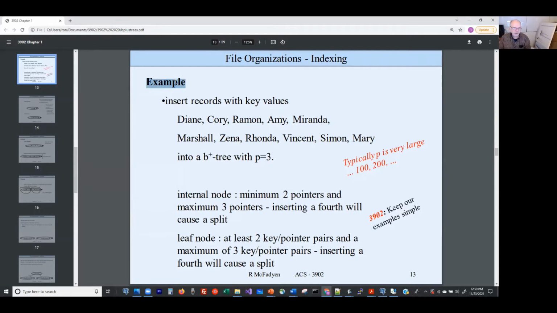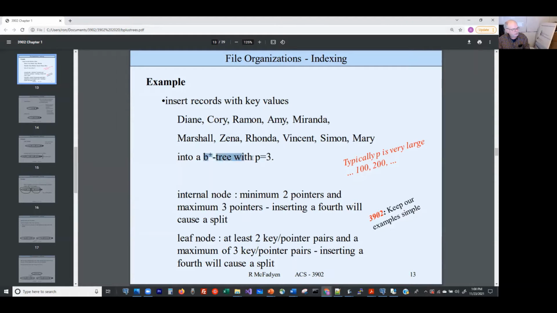Hi, let's take a look at our example of B plus tree operations. We're going to be inserting records with specific key values into our file, which is being indexed by a B plus tree. We're going to consider these keys being inserted in this particular sequence. So we start off with Diane.